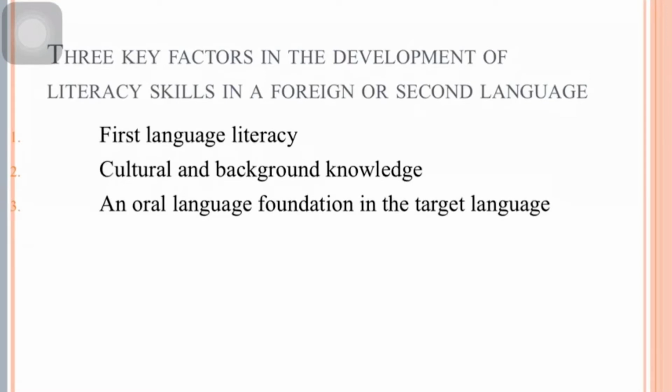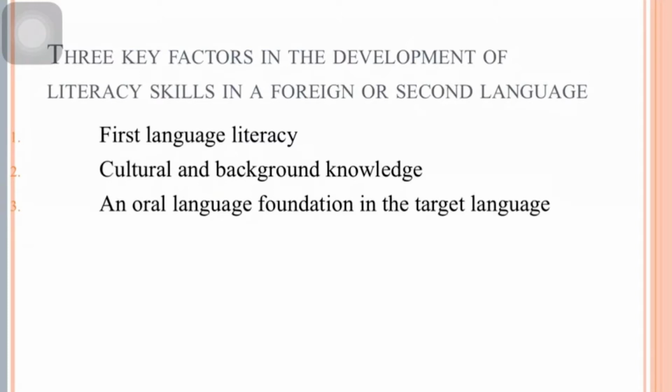Next, three key factors in the development of literacy skills in a foreign language or second language. First, first language literacy. From Cameron, it describes the development of reading and writing skills and the influence of the first language on children's foreign language development. There are knowledge, skills, and strategies that can be transferred across the two languages, and new understandings that need to be gained about the particular cues to meaning.